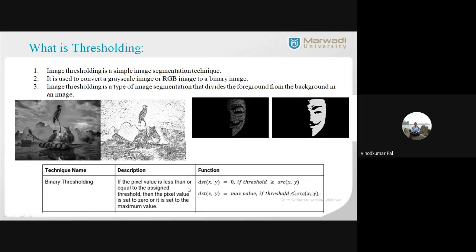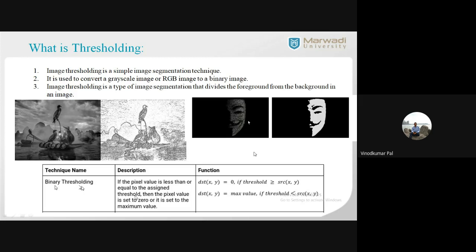The concept is very simple for binary thresholding. Because an image is made up of pixels, I hope that fundamental is very clear to you. If the pixel value is less than or equal to the assigned threshold, then, what I'm trying to do, I hope these two lines are clear.